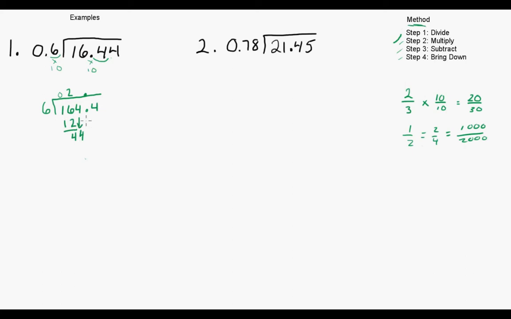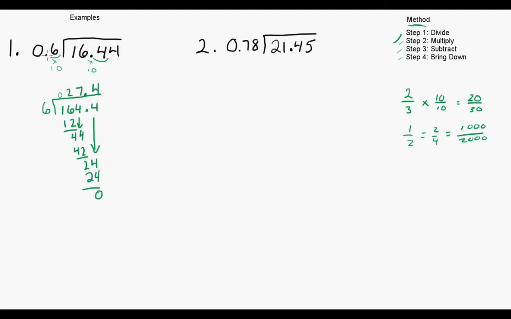6 divides into 44 7 times. 6 times 7 is 42. 44 subtract 42 gives us 2, and we're going to bring down that 4. 6 divides into 24 4 times, and 4 times 6 is 24. We subtract those, and we get 0, so we're done. So 6 divides into 164.4, 27.4 times.